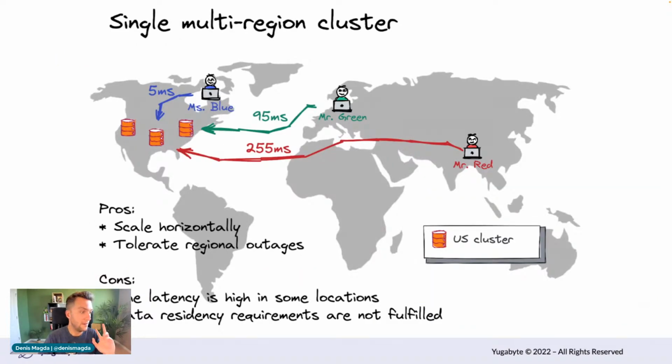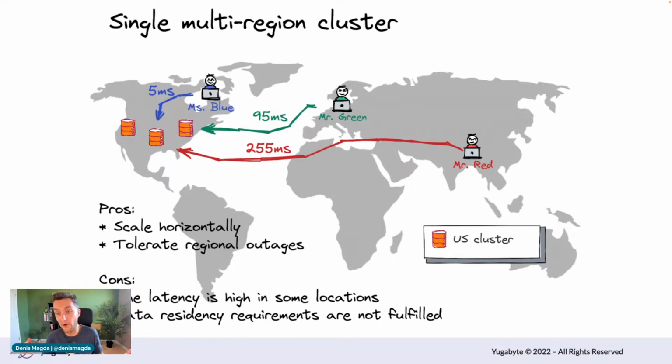So the first, the most straightforward one: you deploy a single multi-region cluster. And this is what I do right now. I have a 3-node YugabyteDB cluster that I will show you a little bit later in the United States East. And the latency for Mrs. Blue will be the lowest, because she lives in the United States. And for her, the data will be served fast enough, as fast as 5 milliseconds is possible.